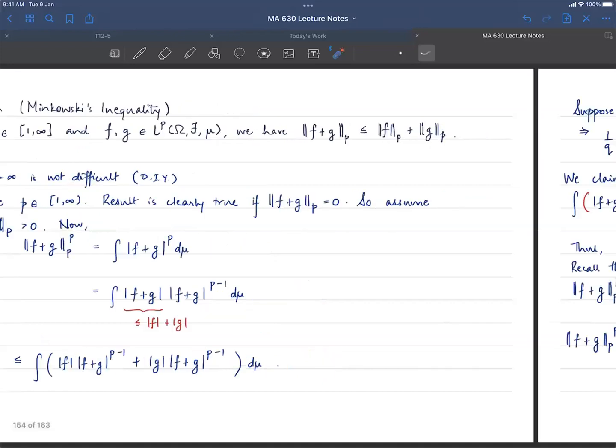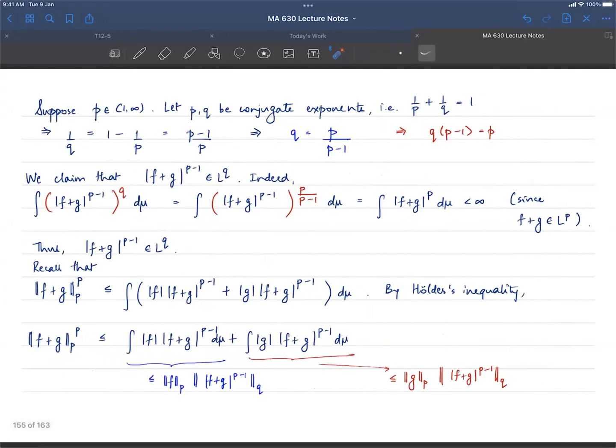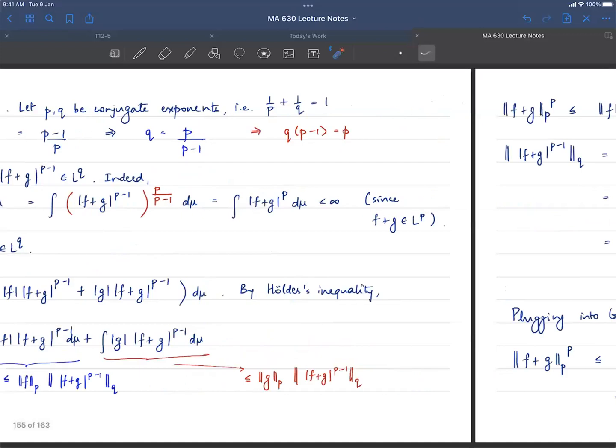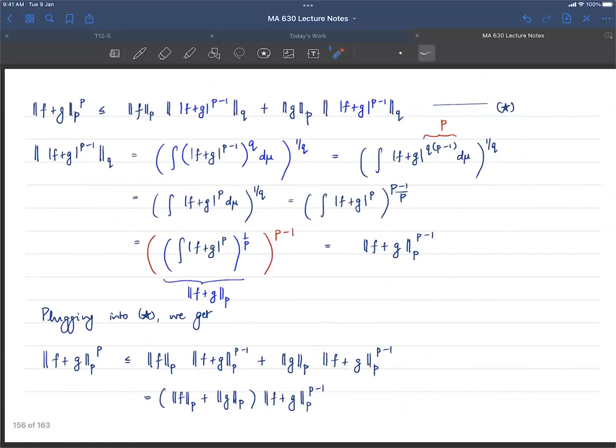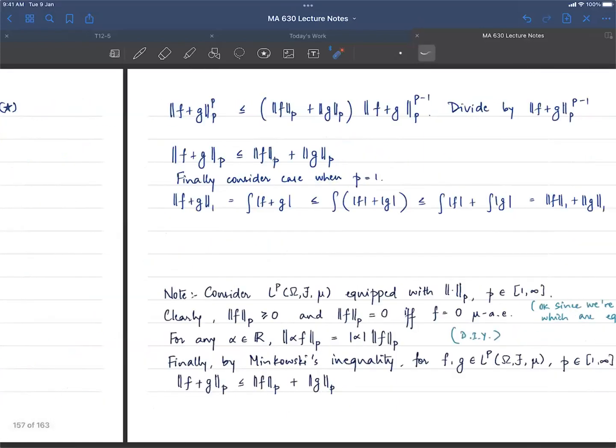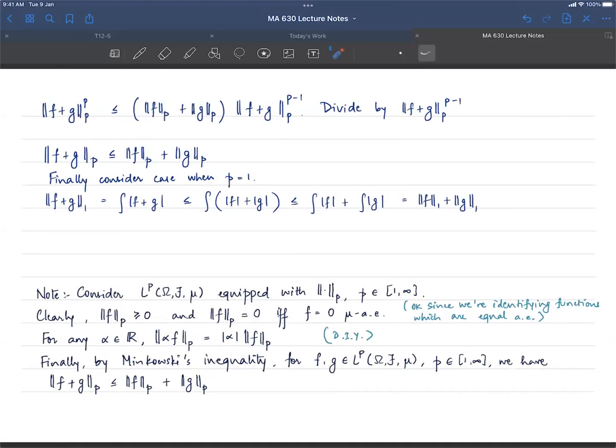So now let's see what we have. I claim that we are now ready to say that this thing that we have been saying looks like a norm is actually a norm. So let's consider this. Consider L^P of omega, F, mu equipped with this symbol. This is this norm symbol. Now we will prove that it is a norm.